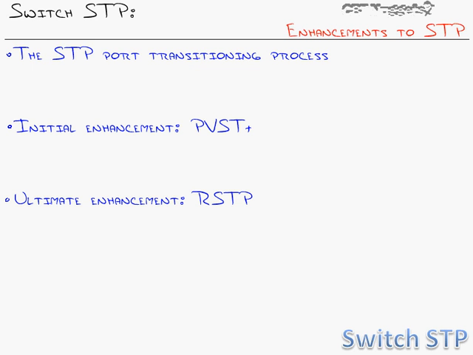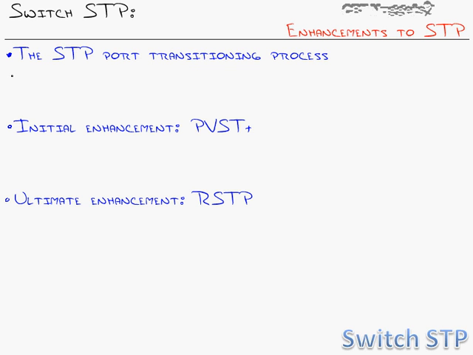As with all network technologies, as spanning tree has been used over the years, it has evolved and it has enhanced. So what we're going to do now is take a look at the modern versions of spanning tree and some of the enhancements to the spanning tree process. First thing we'll start with is the spanning tree protocol port transitioning process, meaning why does it take so long for spanning tree to make a port go active?